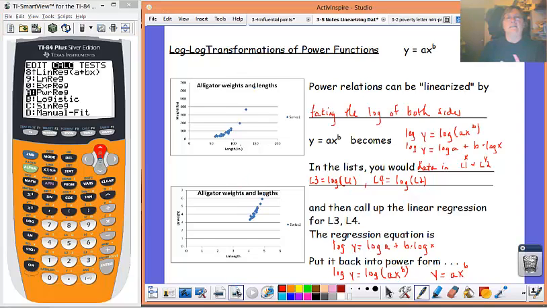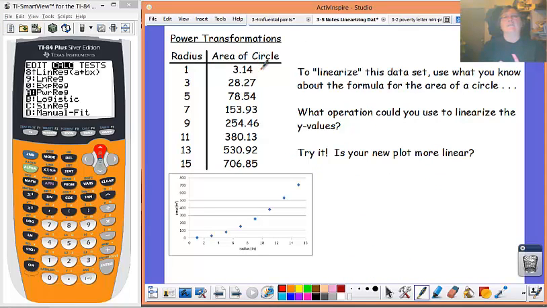All right, last thing we've got to talk about. This is a power transformation. The radius of some circles versus their area. And folks, we know what this relationship is. We don't have to guess around by doing logarithms. We know that the area of a circle is equal to pi r squared. So if we wanted to linearize these y's, what we could do is take their square root. That's the inverse operation. It says let's try it and see if our new plot is more linear.